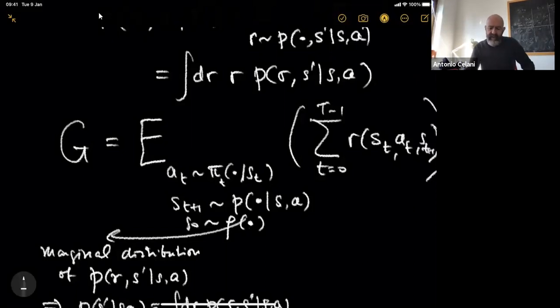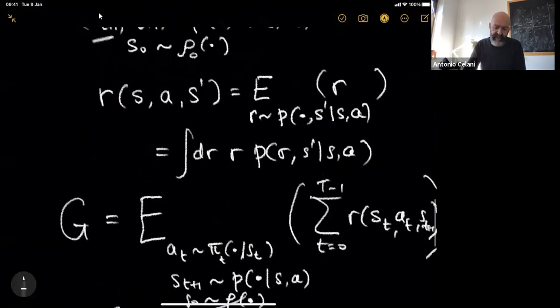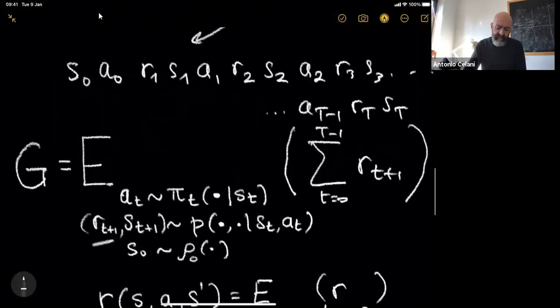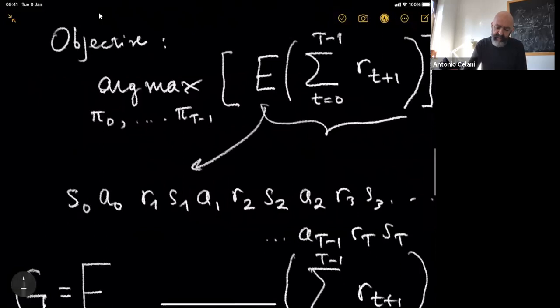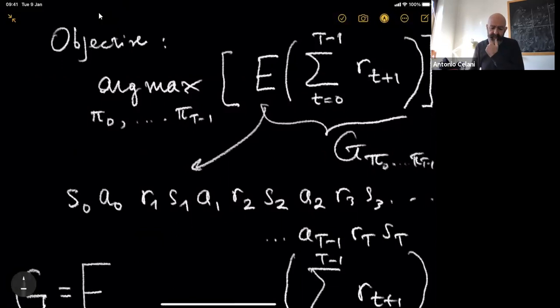This is very heavy as a notation, but in the following I will just make it much leaner. You always have to go back and think about what it means to take expected values and what it means in practice. Very good. So like I said, the objective is to formulate this G, which depends implicitly on pi, which means it depends on pi_0 through pi_{T-1}.